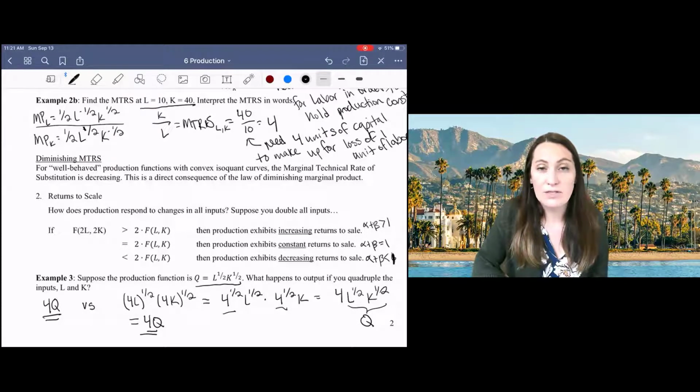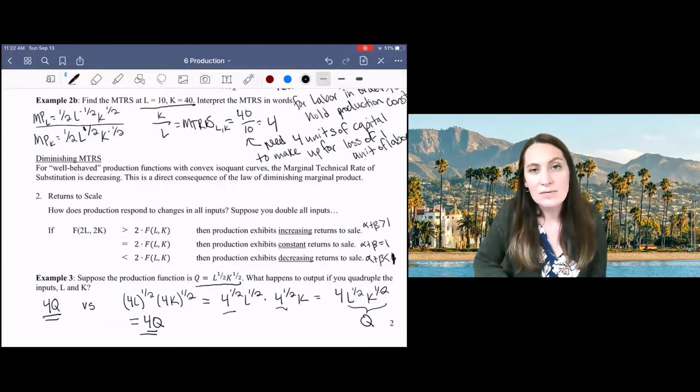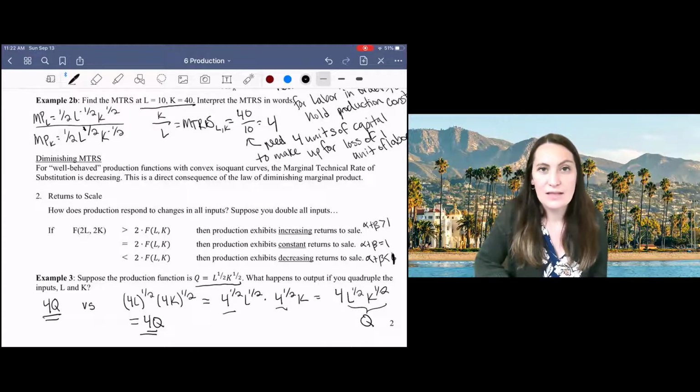It's also important to note that with production, the cardinal value, the number value, matters. With utility, we only cared about the trade-off between the two goods, and a utility of 200 or a utility of 2 is somewhat meaningless. But in production, the value of the output matters a lot. Producing 2 units versus 200 units is a big difference.